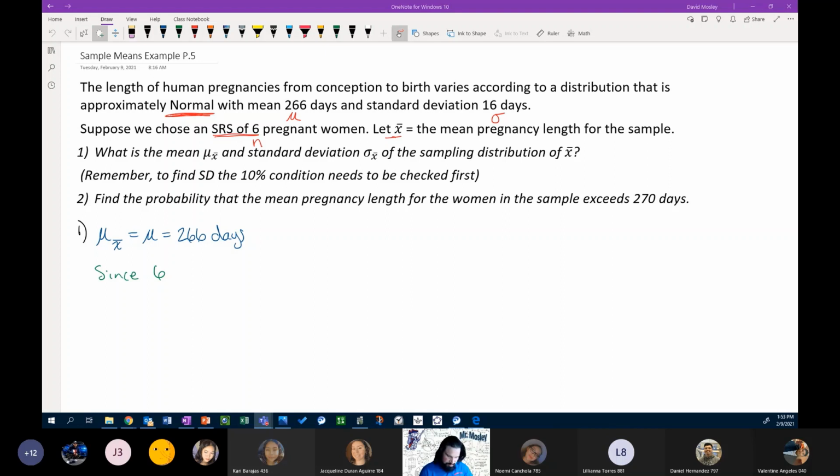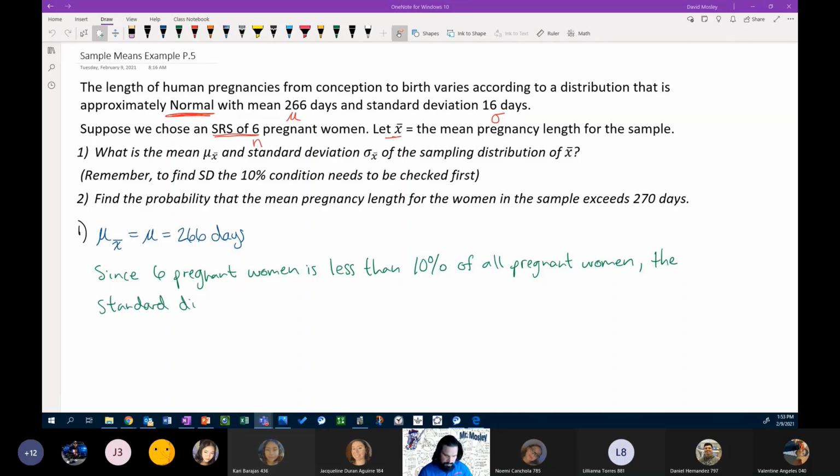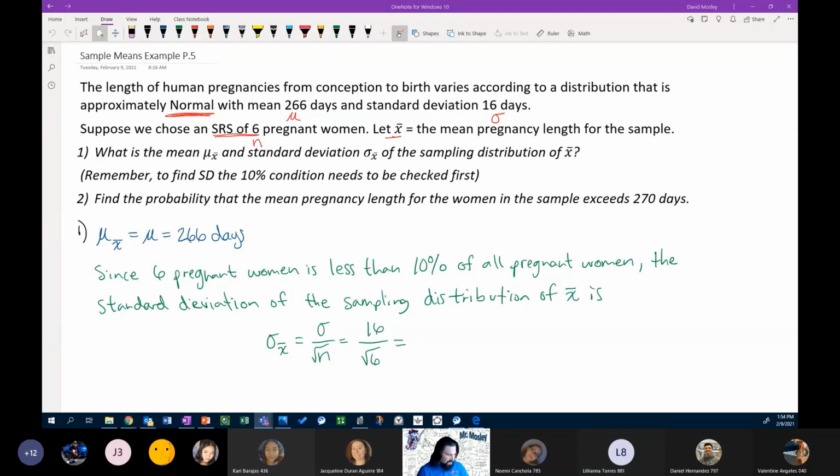Right? And then, very much like last time, since 6 pregnant women is less than 10% of all pregnant women, the standard deviation of the sampling distribution of x bar is sigma x bar equals sigma divided by the square root of n, which is 16 divided by the square root of 6, which gets us 6.532 days.